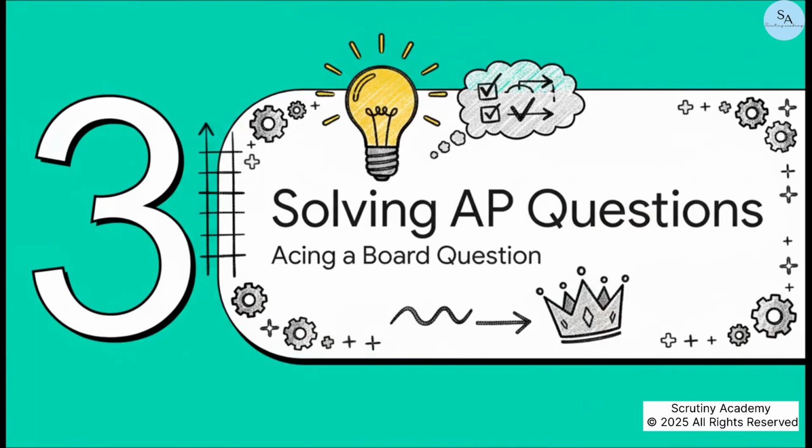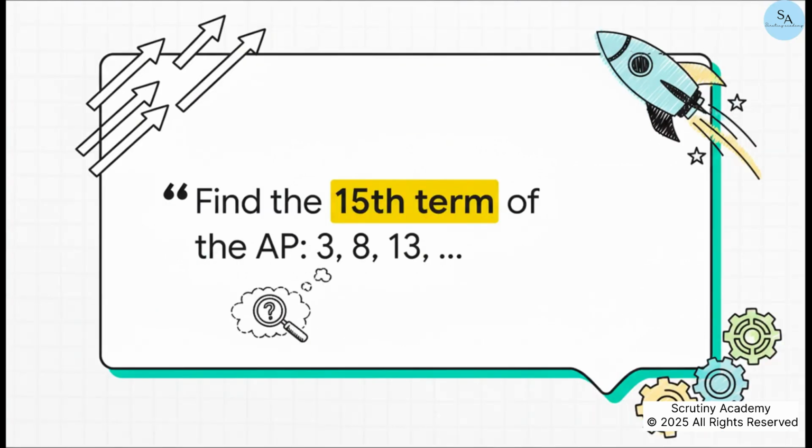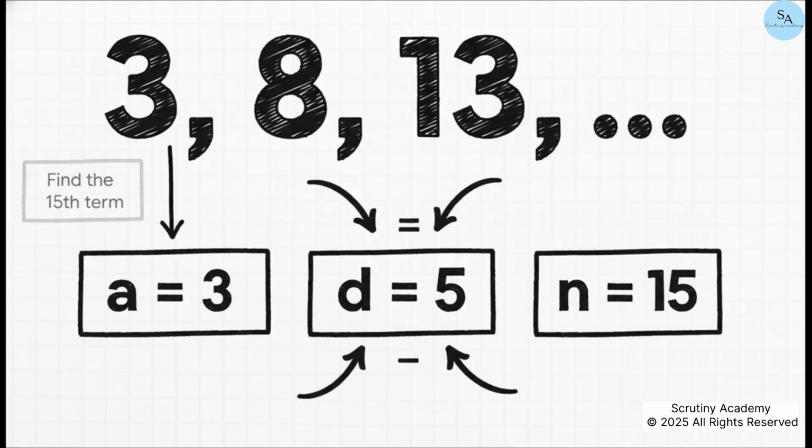All right, enough theory. Let's put this formula to work. Moving on to section 3, we're going to see how this thing solves a typical board question. This is where the knowledge becomes power. Here's our problem. Find the 15th term of the AP 3, 8, 13, and so on. Let's get to work. Okay, step 1, always, is just to identify what we know. The first term, a, is clearly 3. The common difference, d, is what we're adding each time. So 8 minus 3 is 5. Let's just double check. 13 minus 8 is also 5. Perfect, d is 5. And the term we need to find, n, is 15.